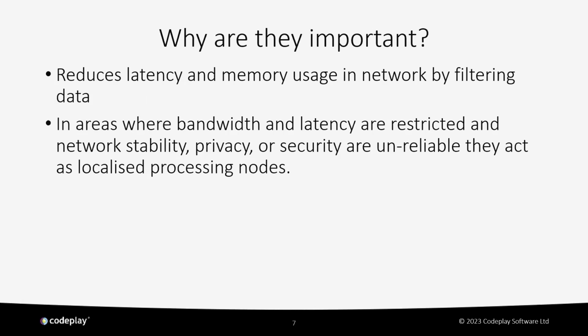So why are they important? To summarize, edge devices can reduce latency and memory usage in the network by filtering the data at the origin before passing it on to the rest of the network. And they are especially important in areas where bandwidth and latency are restricted, or network stability, privacy, and or security are unreliable. In these situations, they can act as localized processing nodes.